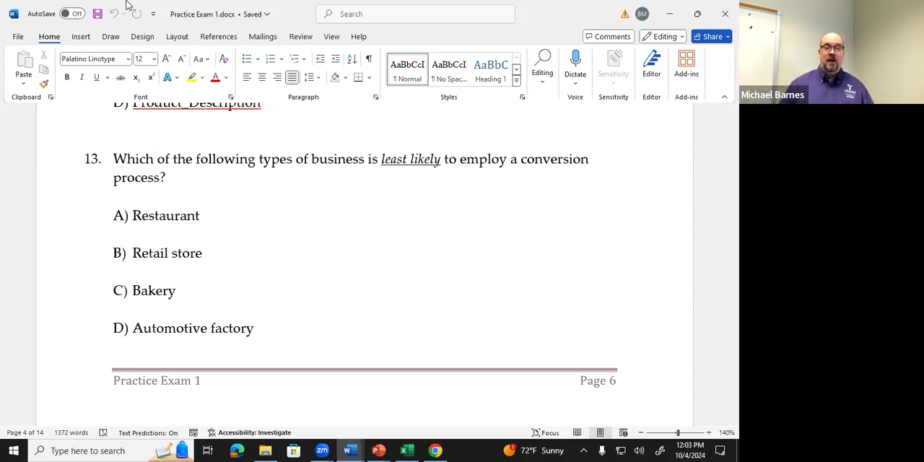Okay. Bakery, they're a restaurant. So yeah, in fact, restaurant. Automotive factory, that's manufacturing. What about a retail store? Retail store is merchandising, so they're not going to have conversion, at least not to the degree that we would expect.